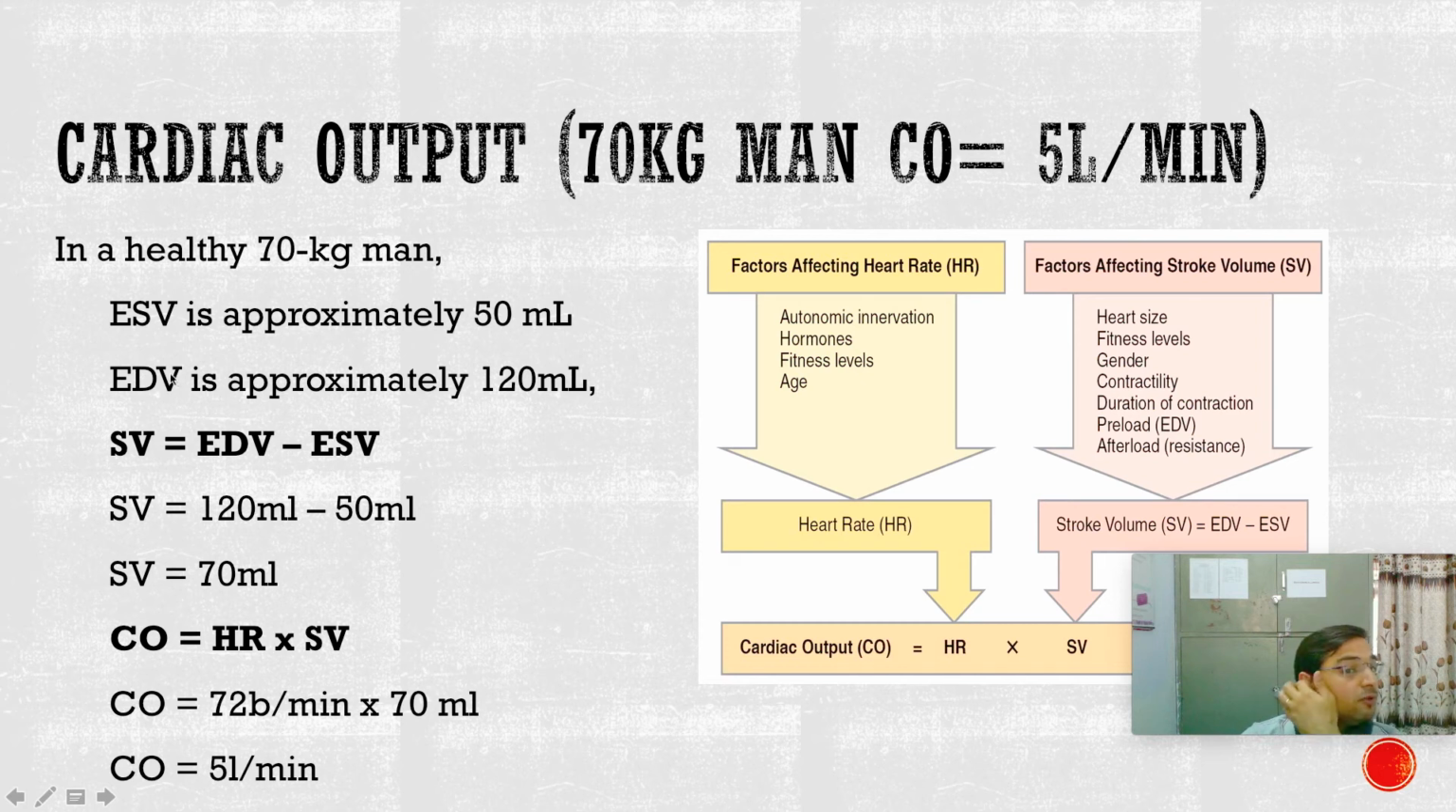And the end diastolic volume is the total volume of blood after diastole has ended, right? So the heart has approximately 120 ml for a 70 kg man. So 120 minus 50 is 70, and 72 times 70 is 5 liters. So it is approximately 5 liters, right?